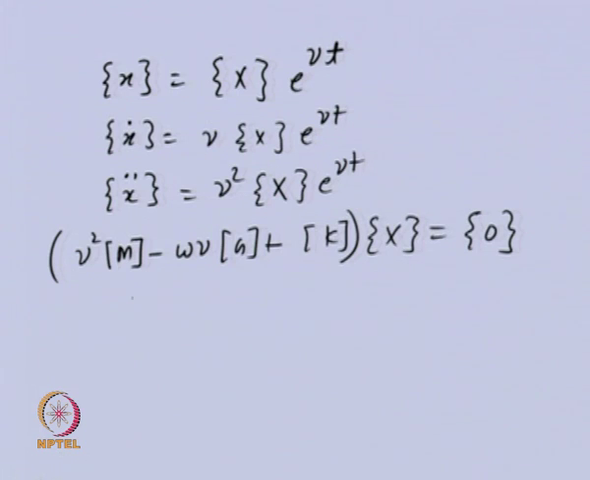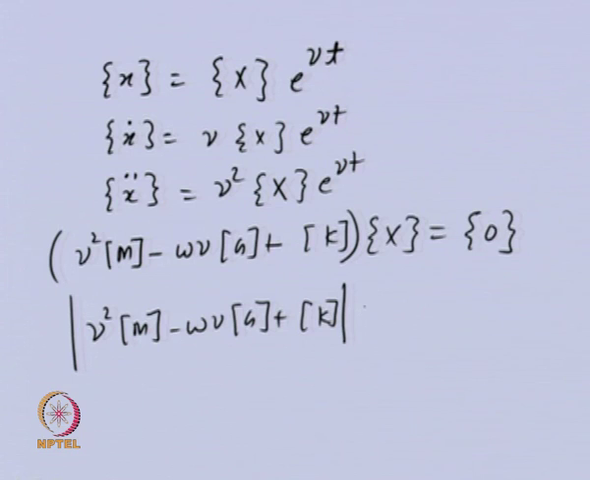In this particular case, one solution is when x is 0, we can satisfy this equation. But for a non-trivial solution, we need to have the determinant of this equal to 0, and if we take the determinant of this equal to 0, we will get a polynomial in terms of whirl frequency nu, and the roots of that polynomial will give us the natural frequency of the system.